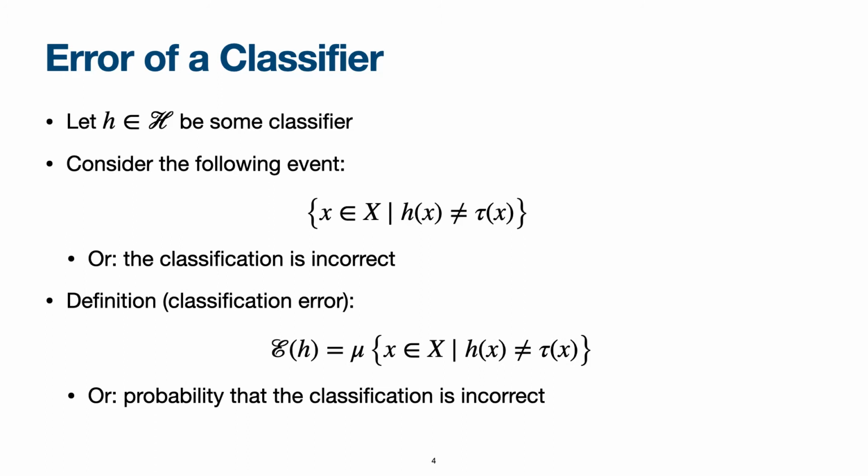By considering the distribution over the domain, we can define the classification error of a hypothesis h as the probability of the event that we just described, which is measured by the distribution mu over the domain. So the error of h is the probability that the classification is incorrect.